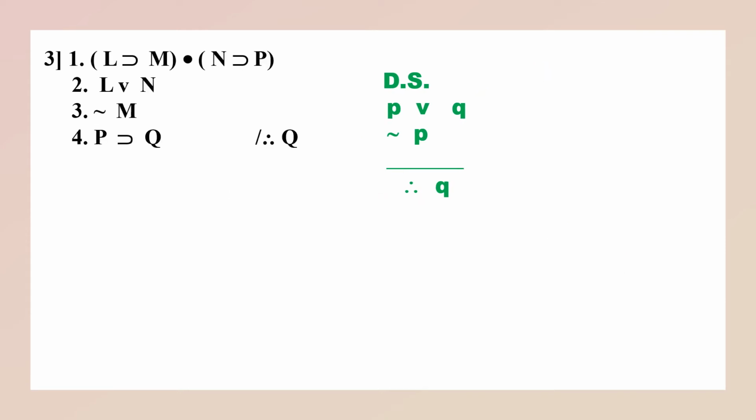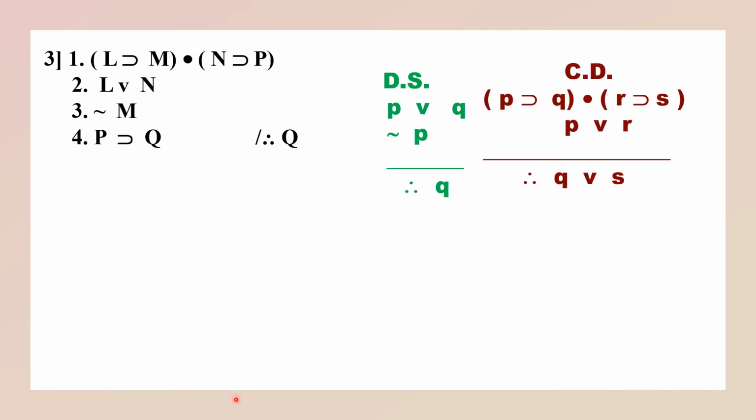Now we go to the next example. Here again you can apply the rule of CD. H implies M and N implies P. So L or N. So you will get M or P. Now you have a disjunctive proposition. We have the negation of the first disjunct. You can get the second disjunct by this rule DS.